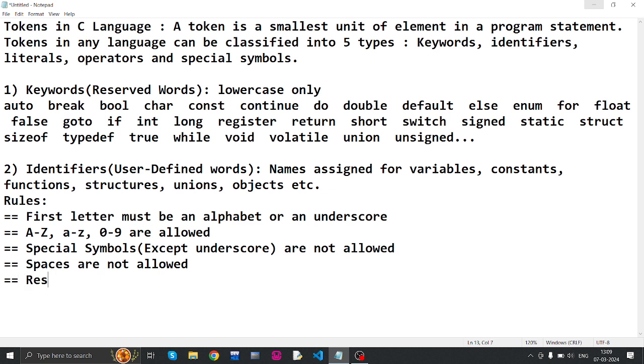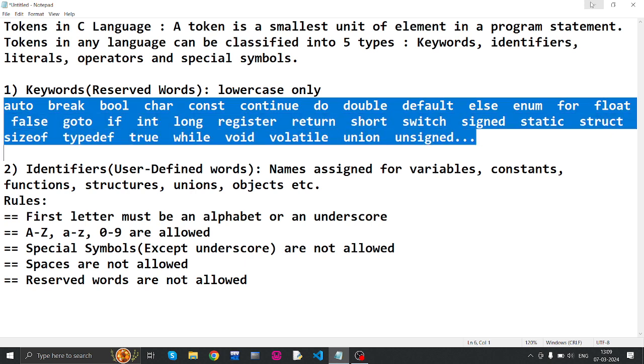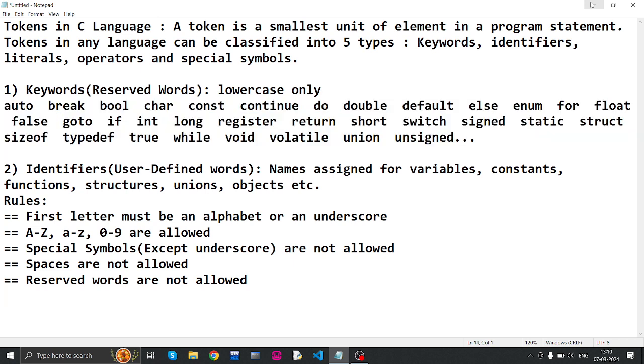And one more important rule here is, reserved words are not allowed. Why? Because these words are already having a purpose and meaning. So that's why we cannot use them as our programming elements. Reserved words are not allowed. This is one more rule we have to follow.